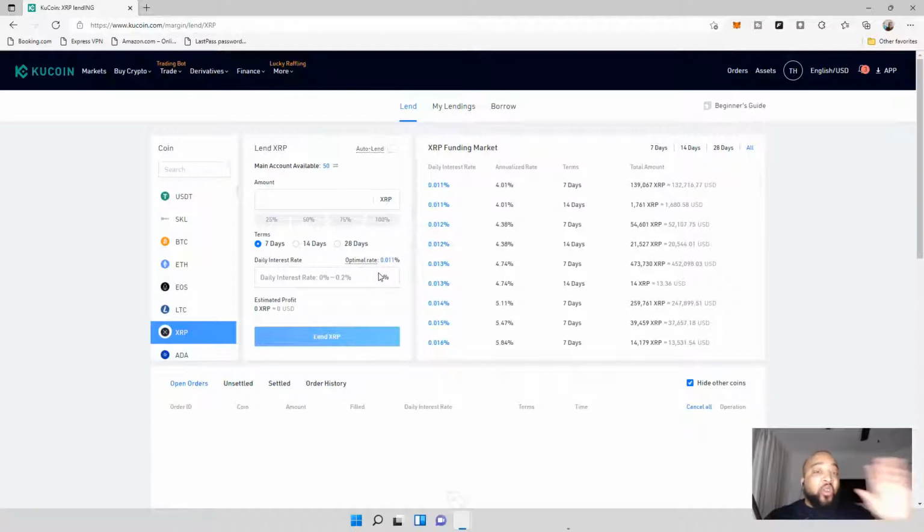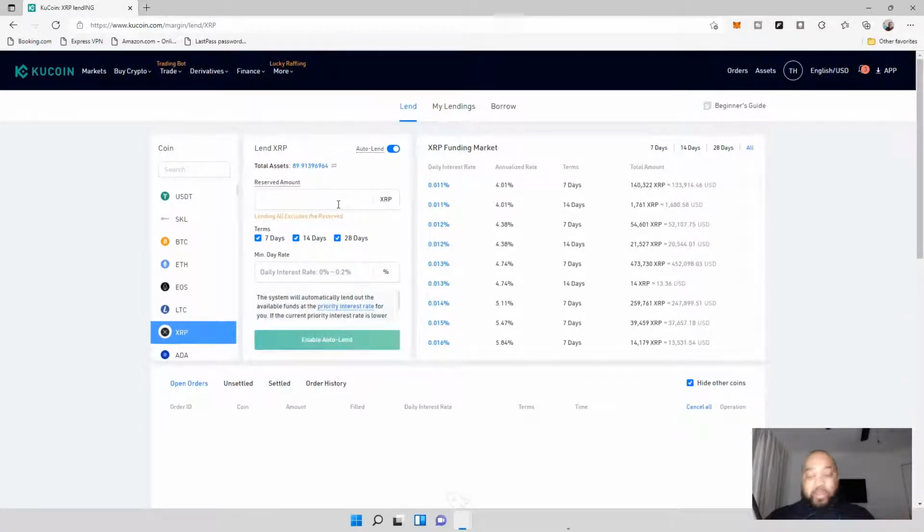Now there's other ways of earning or whatnot, and there's other platforms that might be able to do more. I'm just showing you how it works on KuCoin. Okay, so now that I see what this optimal rate is, that's 0.011. I'm going to come back to auto lend here.